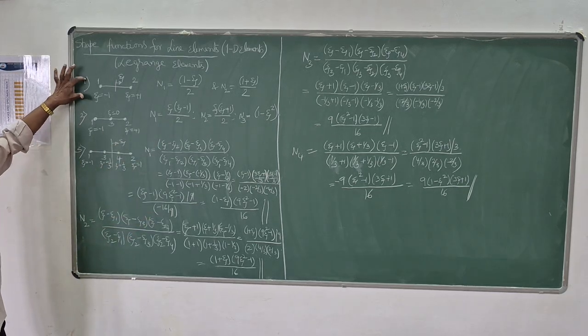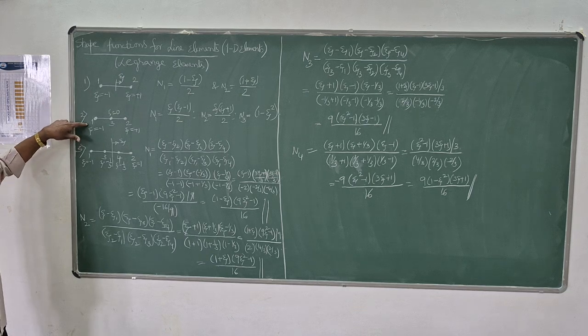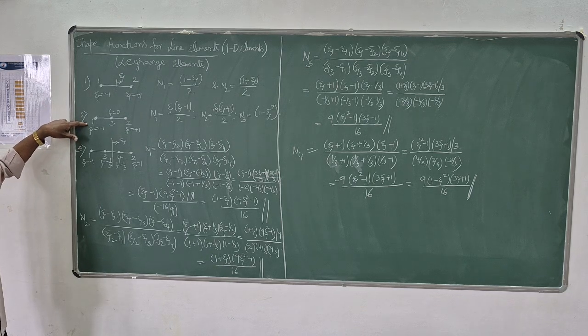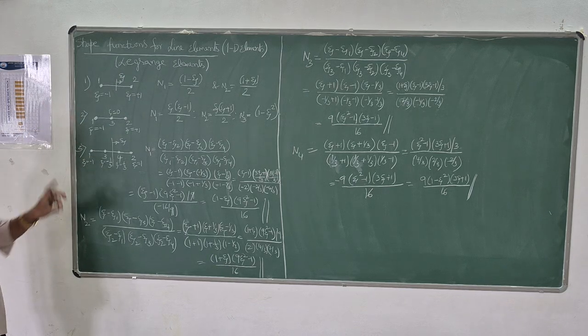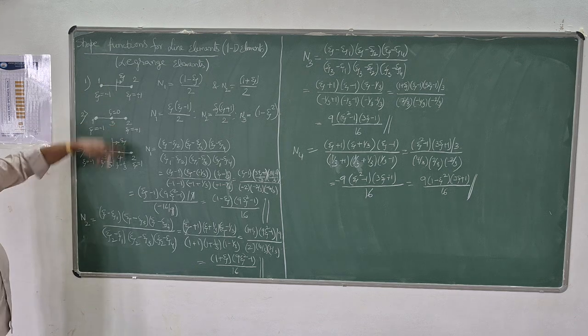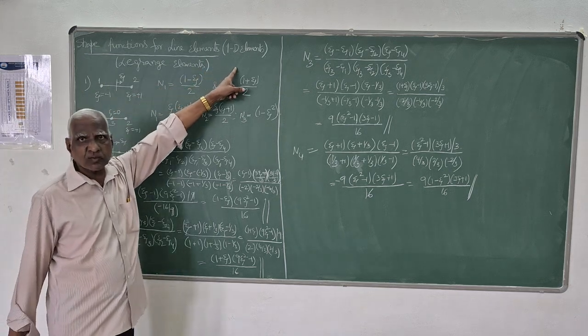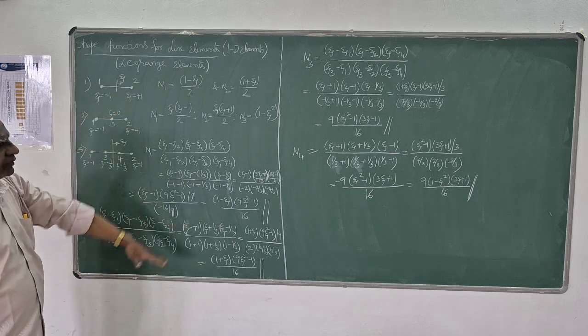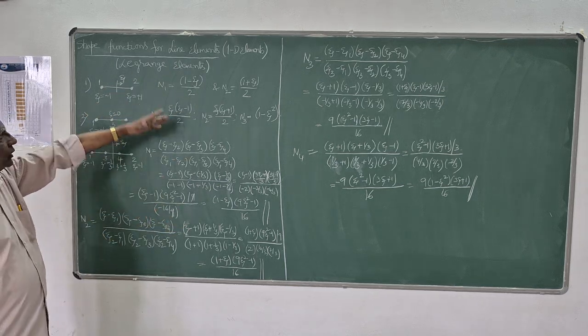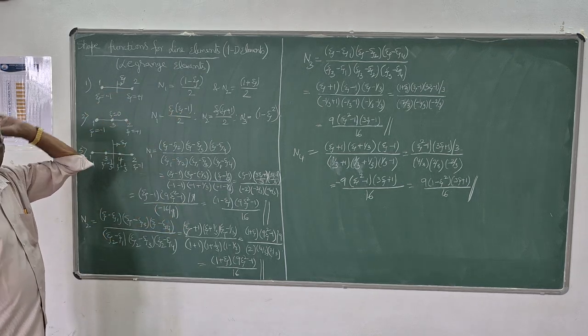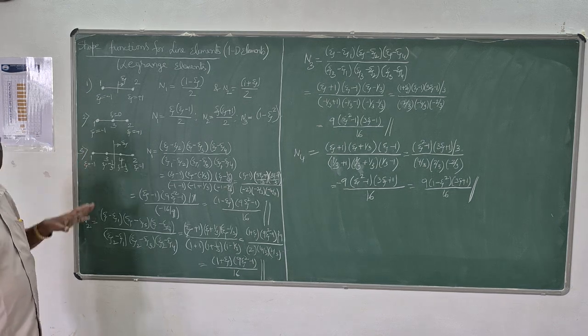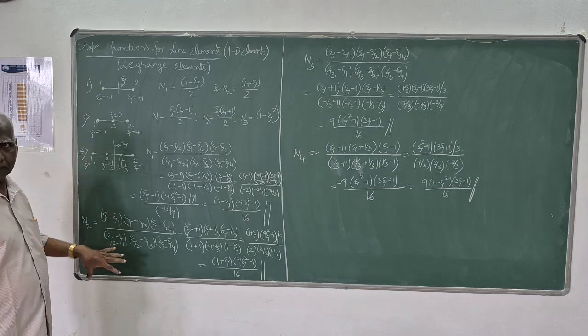This is for the first order element, second order element or quadratic element. This is the cubic element. For all the line elements, that is one-dimensional elements, I have derived the shape function using the Lagrange interpolation function. So this you can remember.